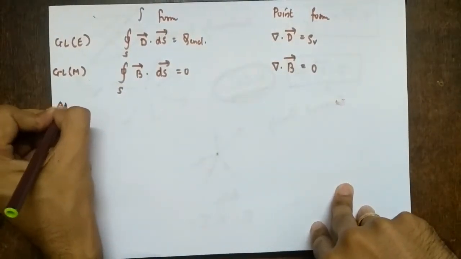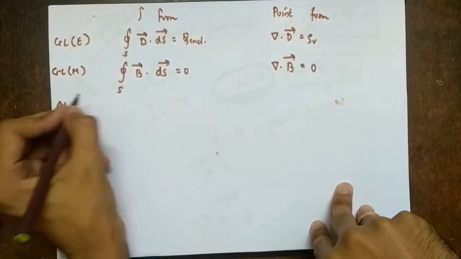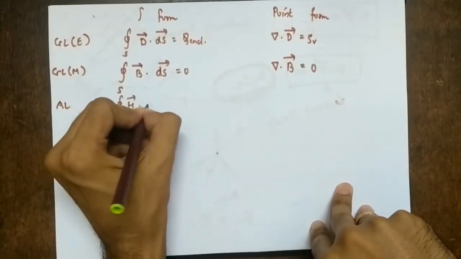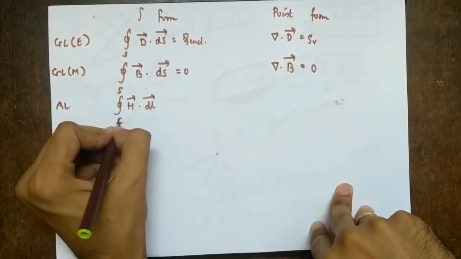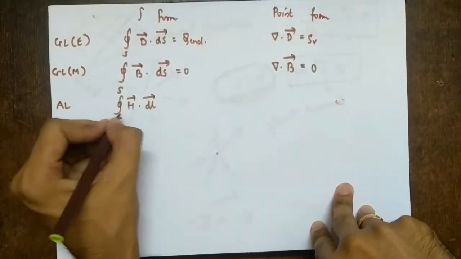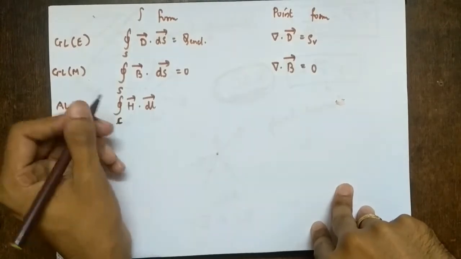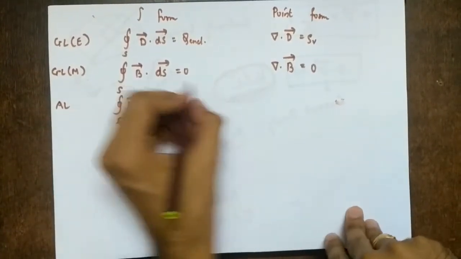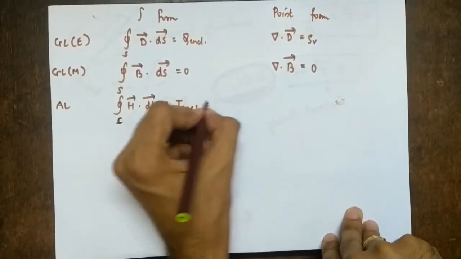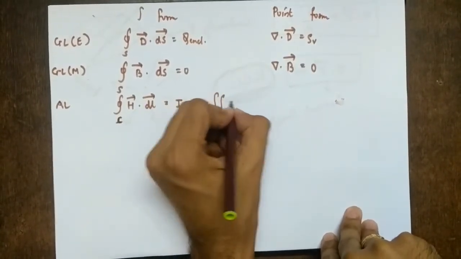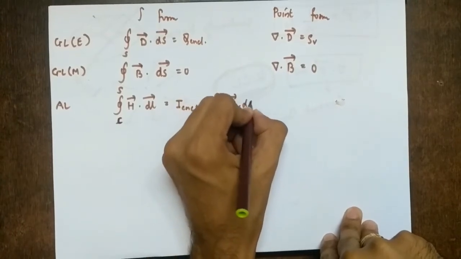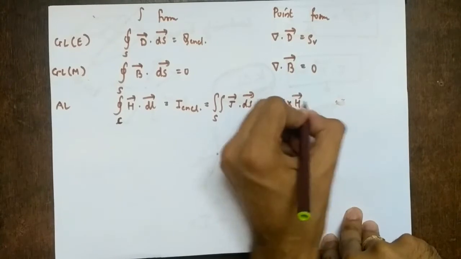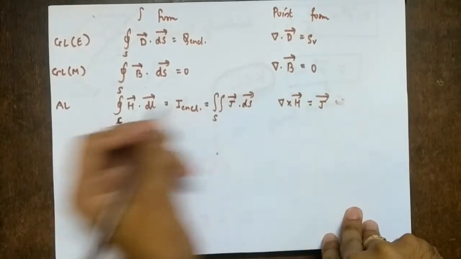Then we had Ampere's law, abbreviated as AL. Closed line integral of H vector dot dl vector. We can say contour integral. What is a contour integral? The traversing can be independent of the path. So it should be I enclosed, and it can be written as surface integral of J vector dot dS vector. And what is the point form? Del cross H vector equal to J vector.